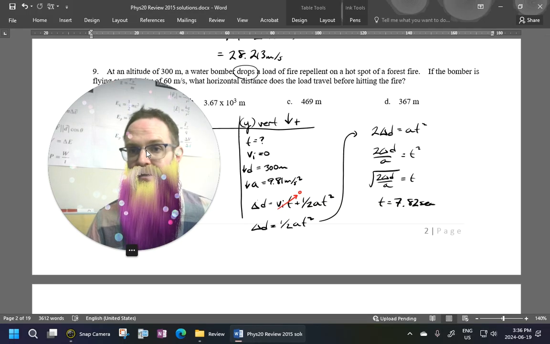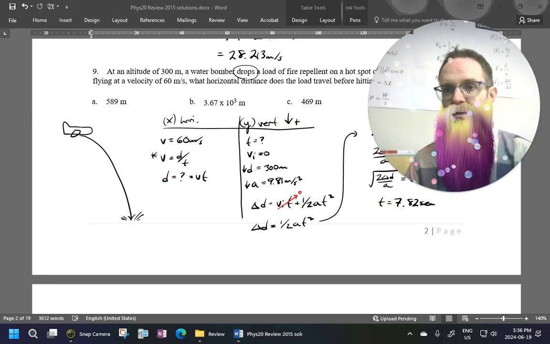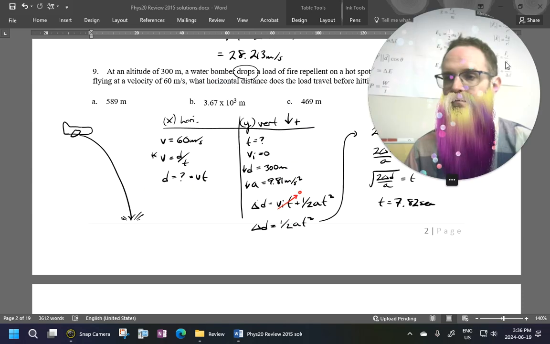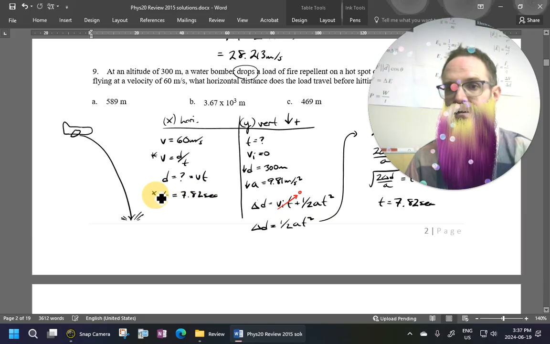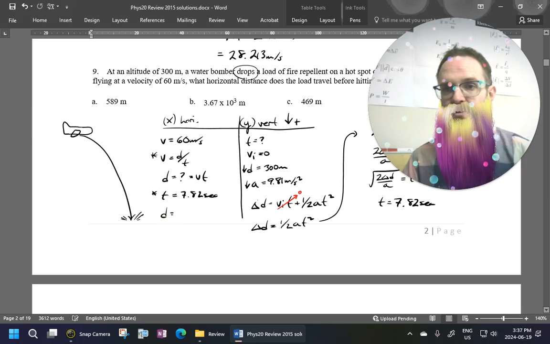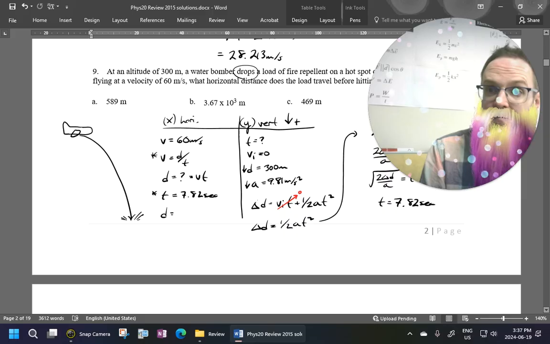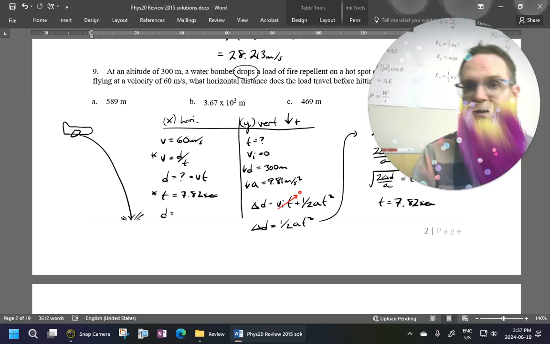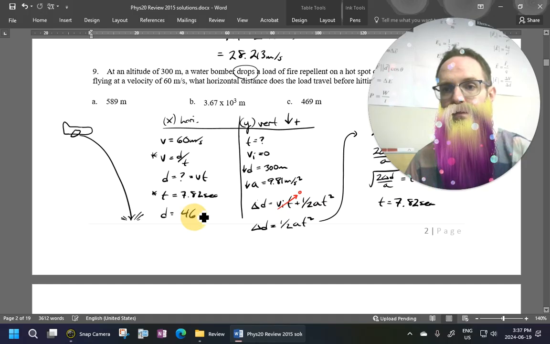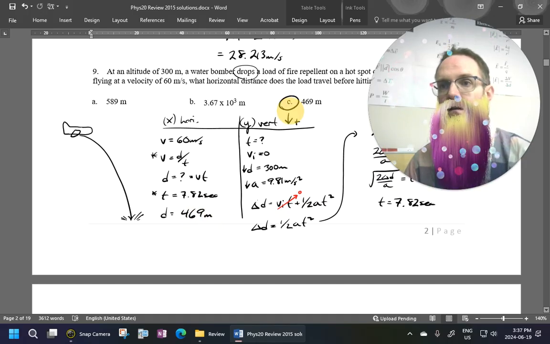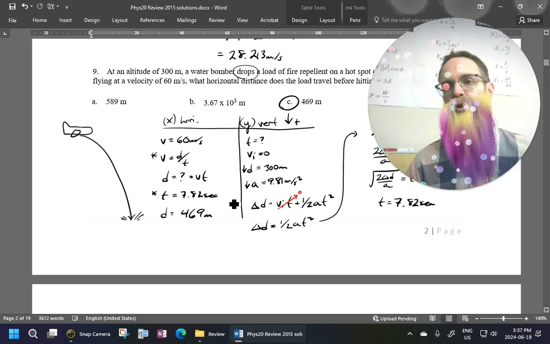Okay, so then we take that time and go back over here. Take this time and put that time in this spot over here. So 7.82 seconds. All right, that's from the previous part of this question, and then I can just jam those two numbers together. So multiply it by 60. So 469 meters. There we go. Cool.